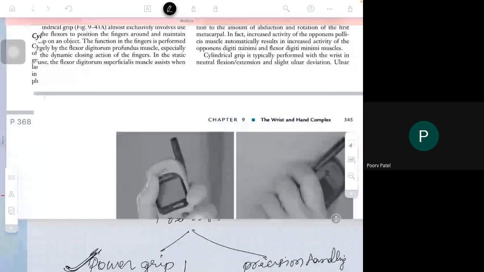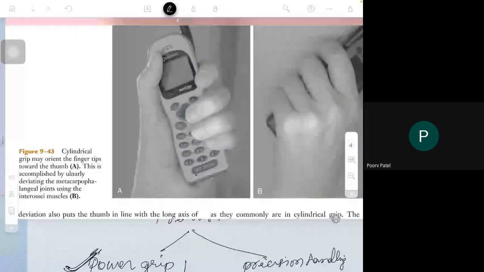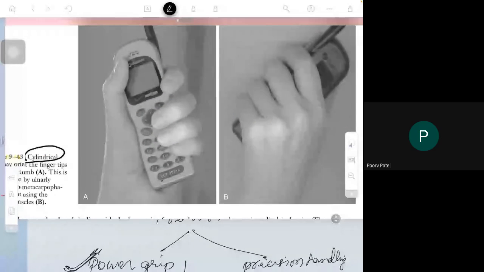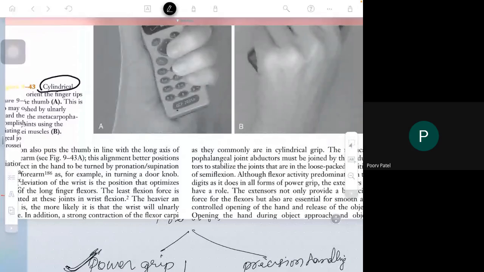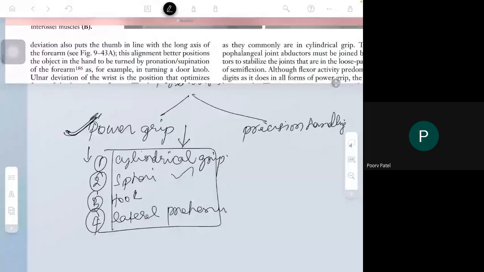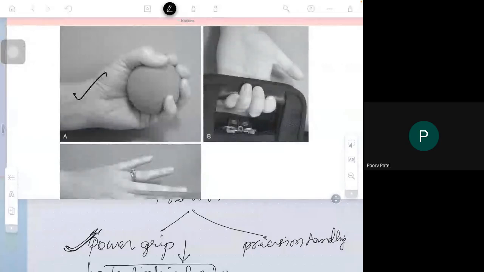This is called cylindrical grip. Here, this is called cylindrical. You just see the image. And what is second? Spherical grip. This is called spherical grip. Sphere, you are holding the ball.